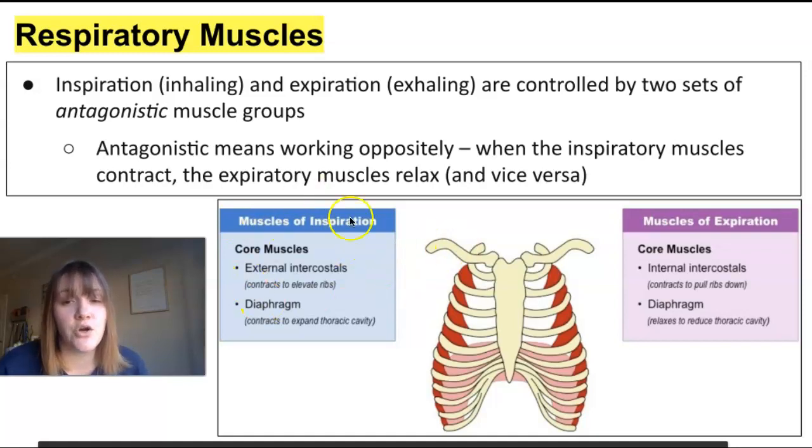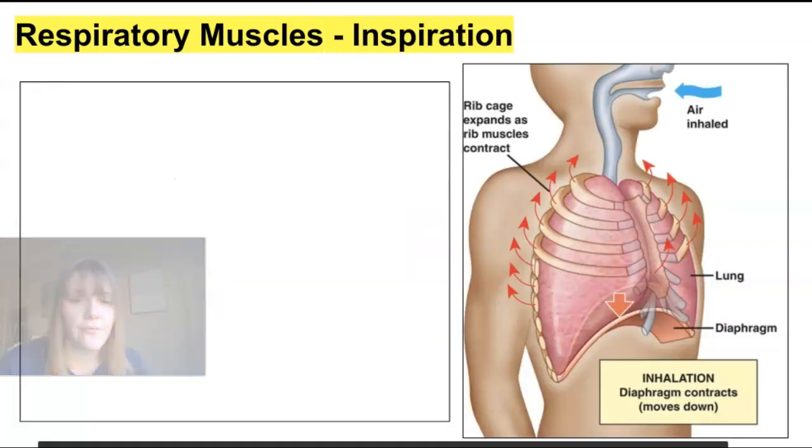The muscles that are going to be used in inspiration are the external intercostals and the diaphragm. The intercostals are muscles that are around your ribs. And then the muscles of expiration are going to be your internal intercostals and your diaphragm, and also your abdominal muscles. So let's look at these muscles real quick.